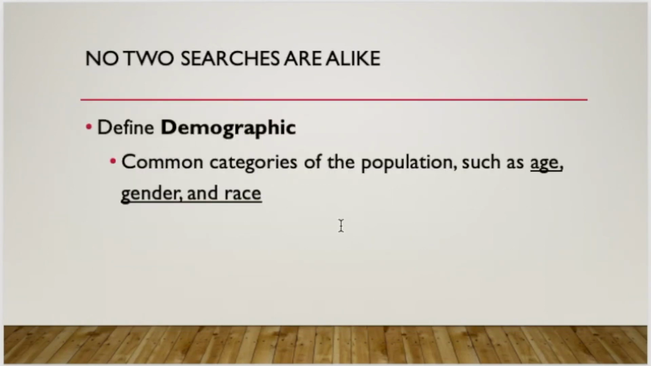So when it comes to searching, they collect information and track you. They usually use demographic information, and that's basically your age, gender, and race. And they're going to separate you into different categories based on those pieces of information.